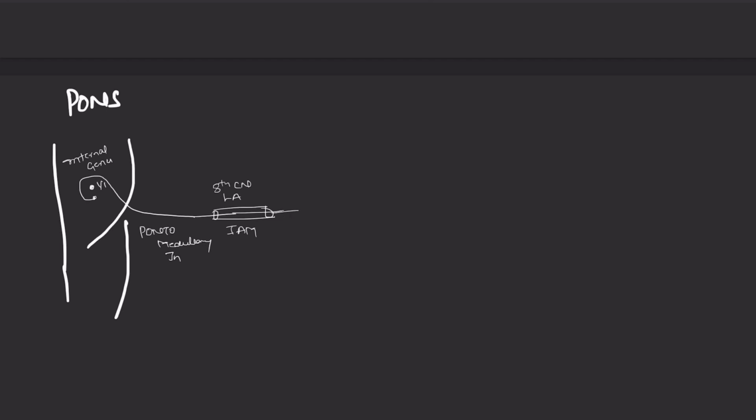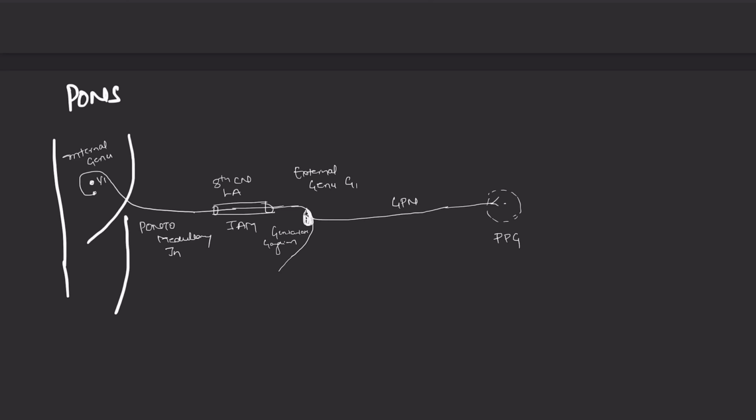Once it comes out of the internal acoustic meatus, it has a sharp bend, which is called the external genu. Near the external genu, it is related to a ganglion called the geniculate ganglion. From the geniculate ganglion, it gives a branch called the greater petrosal nerve, which synapses in the PPG, the pterygopalatine ganglion, because the greater petrosal nerve is a parasympathetic nerve, so it does not relay in the geniculate ganglion, because the geniculate ganglion is a sensory ganglion.